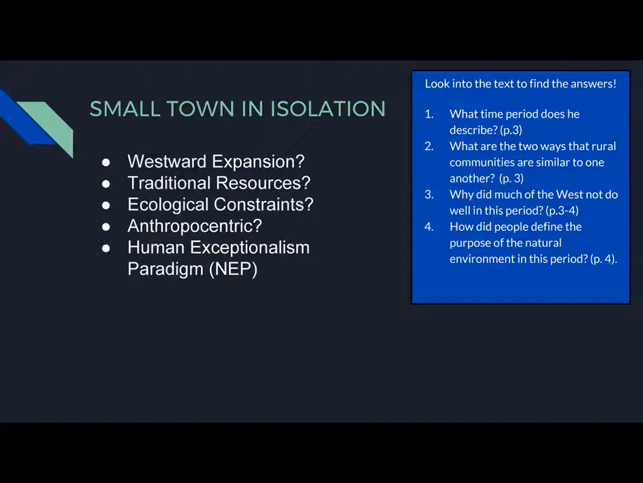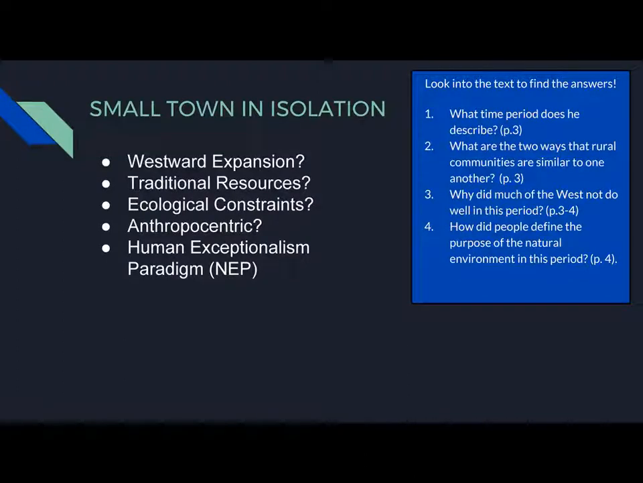And then he talks a lot in this chapter about traditional resources. So what are traditional resources? These are things like agriculture, forestry, fisheries, mining. So initially, really wealth was created, and the main jobs and the main livelihood was directly connected to the land. So you would go out hunting, or you would set up a mine, or you would cut down timber. So these are our traditional resources.